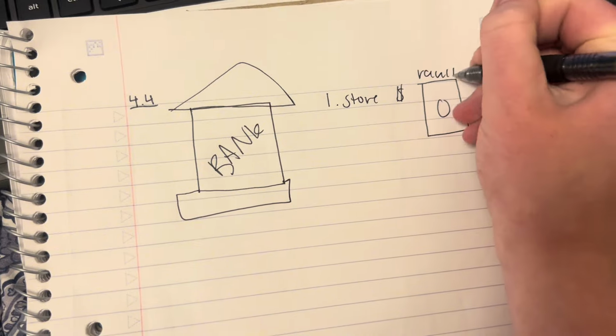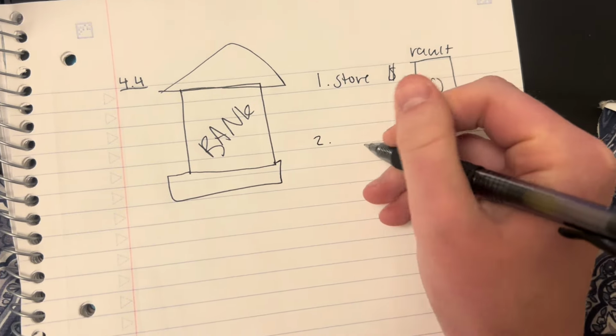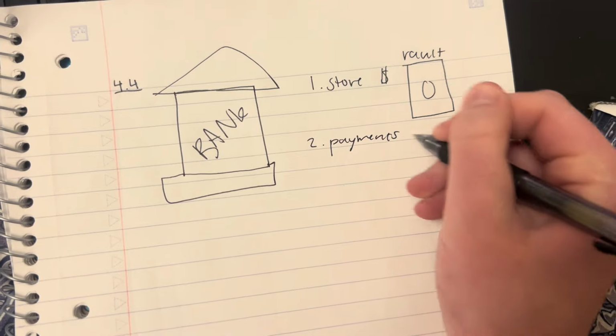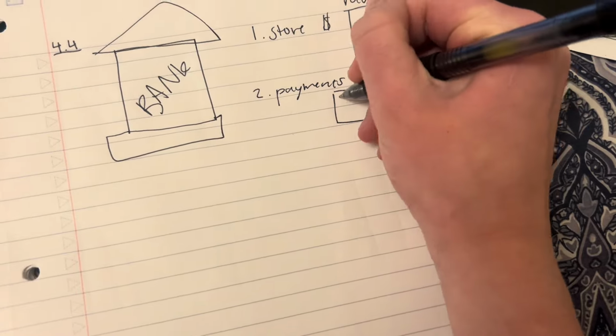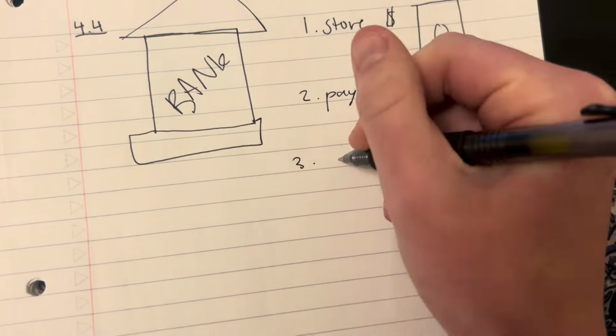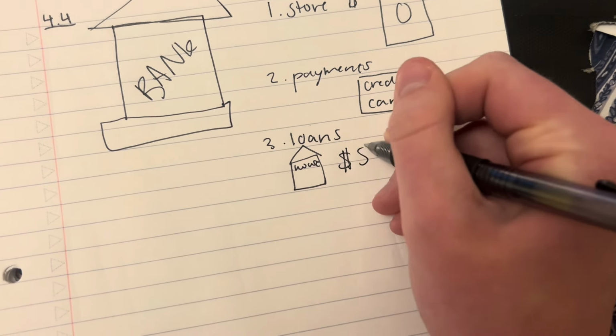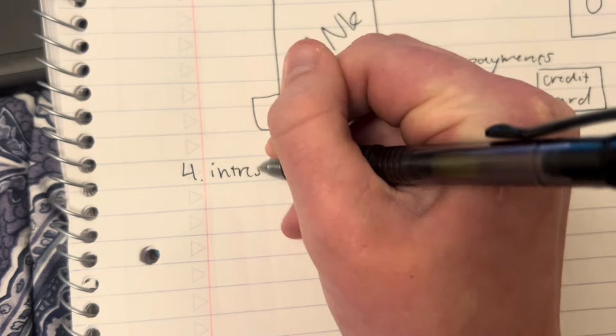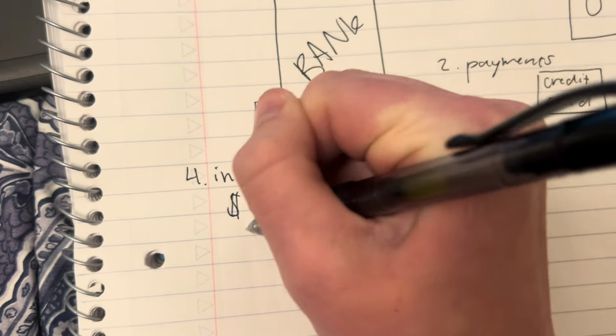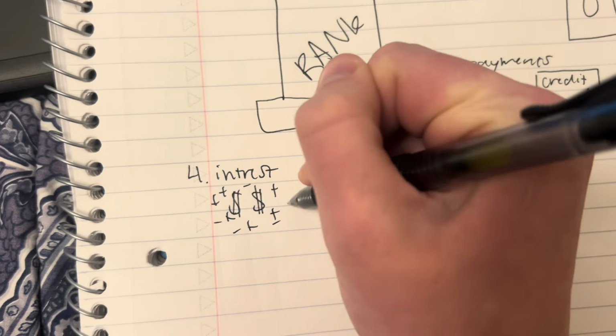Secondly, there's payments. Banks help you pay for things using debit cards, checks, or online payments. The third one is loans. They lend money so people can buy things like houses, cars, or pay for school. The fourth one is interest. Banks pay you interest for saving money, helping it grow over time.